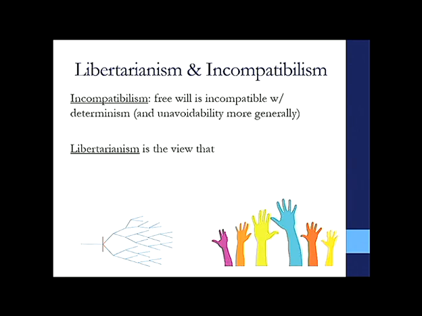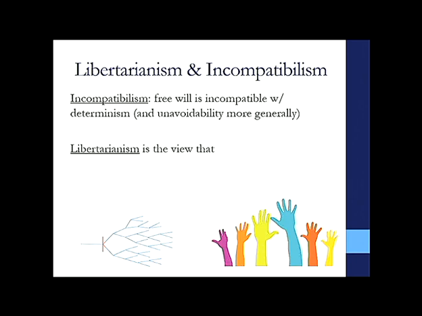All right. Two more terms to wrap your head around. Not too difficult. First is called incompatibilism. This should be easy to remember. It just says that free will and determinism, and unavoidability more generally, are not compatible. They're not consistent. They can't both be true. So if determinism is true, there's no free will. If all your actions are unavoidable, there's no free will on the incompatibilist view.